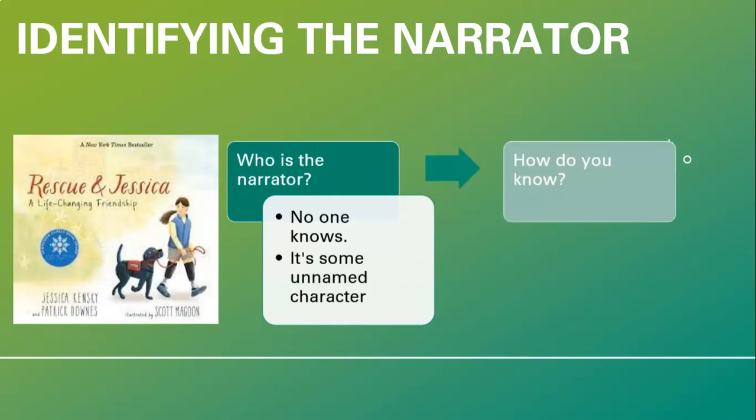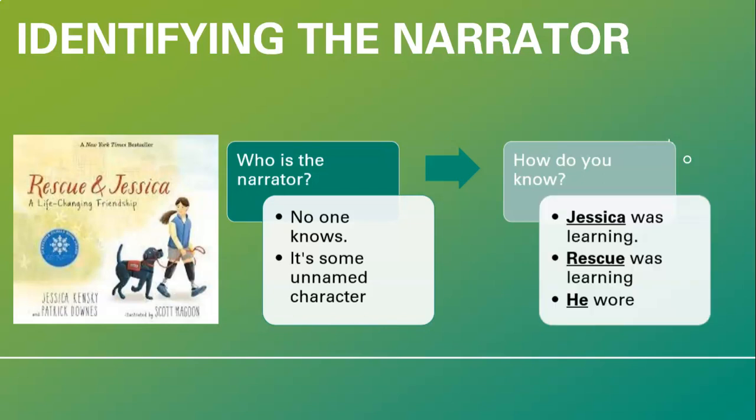How do we know that this character is unnamed? Well, we can look at the grammar of the sentences. The narrator names the characters, okay, by their proper names. So Jessica was learning. Rescue was learning. He wore. She wondered. Okay. So by paying extra special attention to the grammar of the sentence, to the author's word choice, we can start to identify the narrator better.